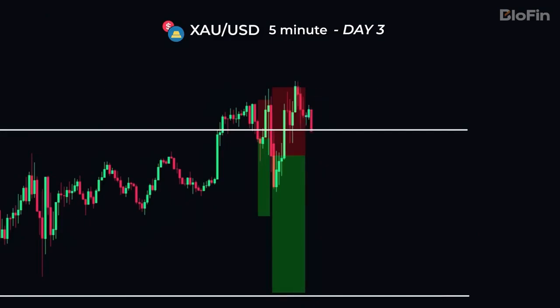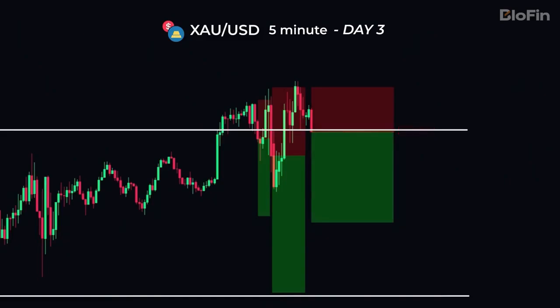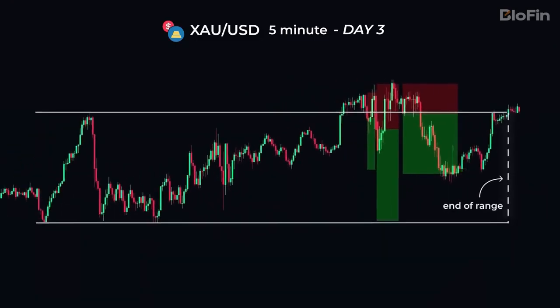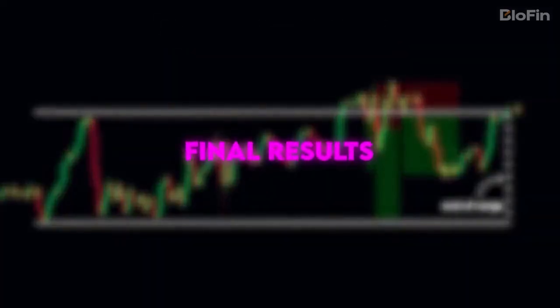But then, price re-entered the range once more, so that's another short entry. We place a stop loss at the highs and take profit at 2 times risk. This time, price hits the target, giving us a 2R gain. So that's the end of this range. Now, let's see the final results.